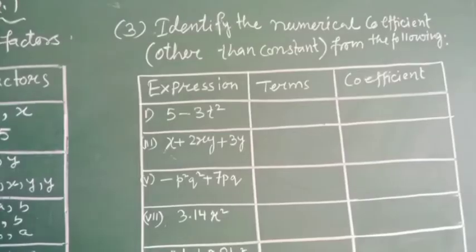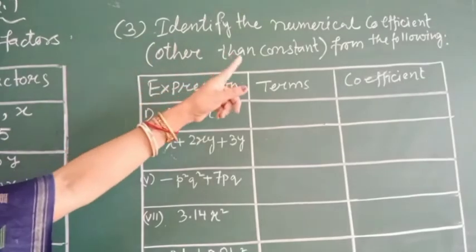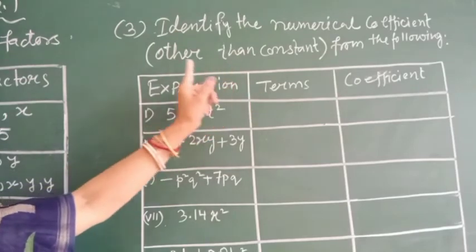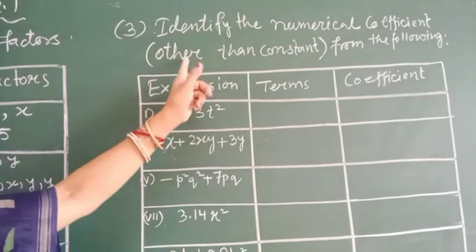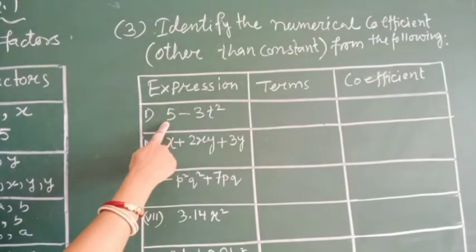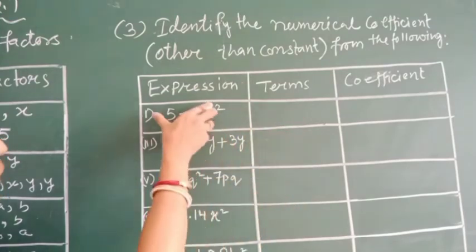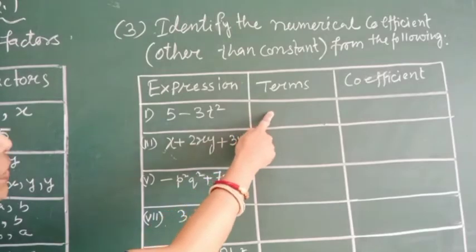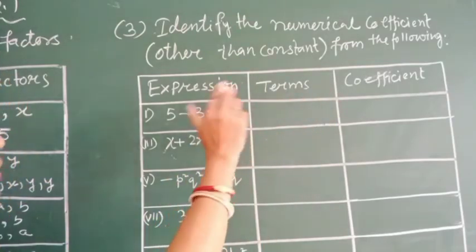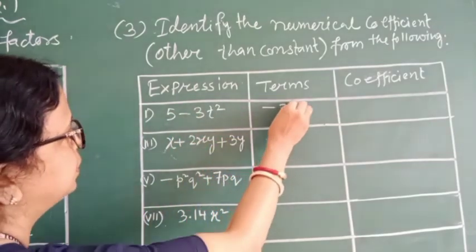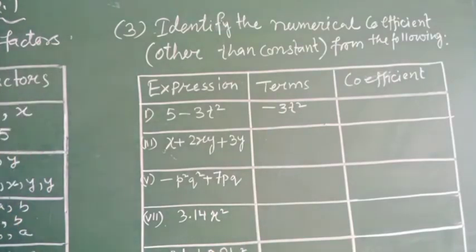Now come to question number 3. Identify the numerical coefficient other than constant. We will not write the constant this time because the question is asking for other than constant from the following expressions. So that you can see the expression, I have again made these columns and rows. Expression is 5 minus 3t square, and you have to write the terms, then the coefficient. Other than constant, the constant part we will not write. So here the term is minus 3t square. Constant part we will not write.